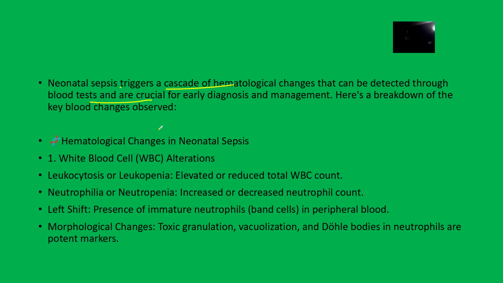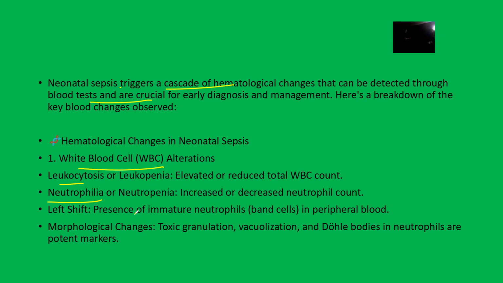Okay, so for blood changes in neonatal sepsis, of course, white blood cells, the levels are altering. All right, maybe in early stages of the disease, the levels can be so high to fight the disease, but later on the levels go down. You understand? Probably there's a destruction of the white blood cells. Neutrophilia or neutropenia, neutrophil levels can go up or go down.